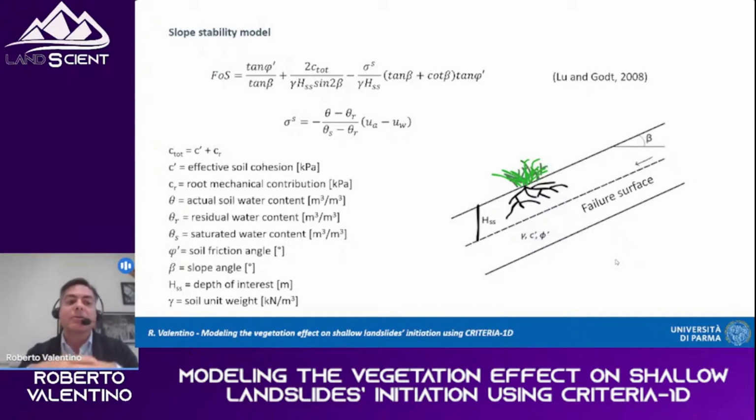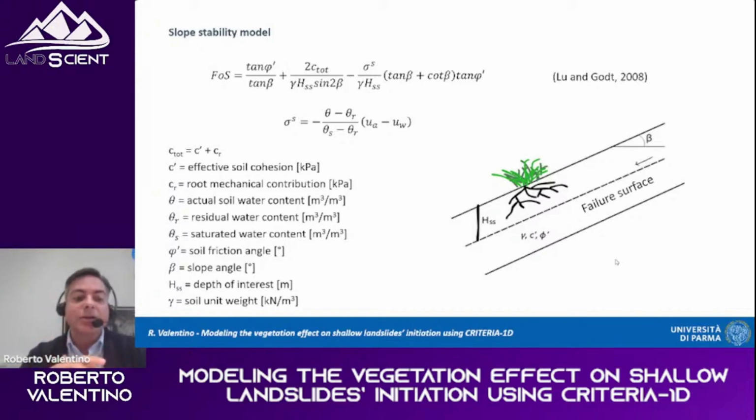As regards the slope stability model, we used that introduced by Lu and Godt in 2008. It takes into account different soil parameters like effective soil cohesion and the root mechanical contribution, but in this case, as c_R, we consider only the mechanical contribution of roots, disregarding the hydrological effect of roots. Then we consider the actual soil water content, the residual and saturated water content, soil friction angle, of course the slope angle, the depth of interest, and the unit weight of the shallow part of the soil.